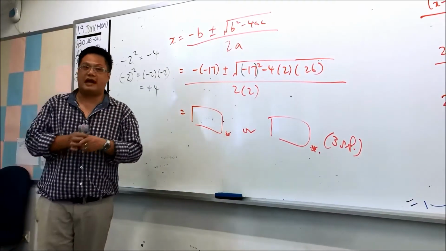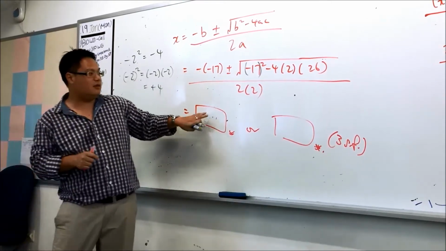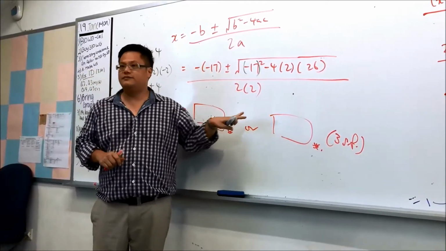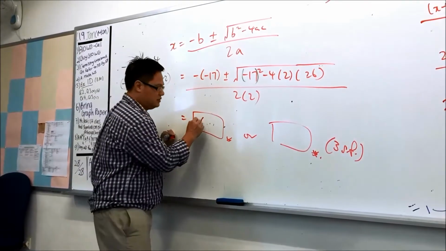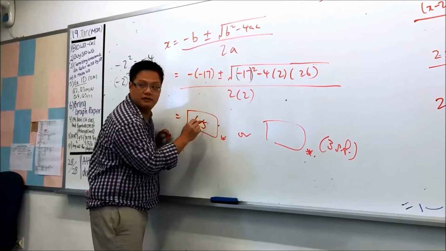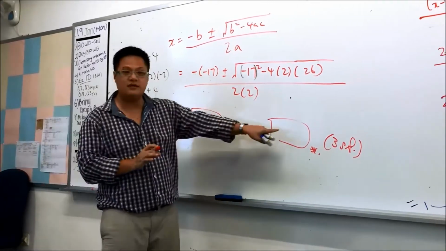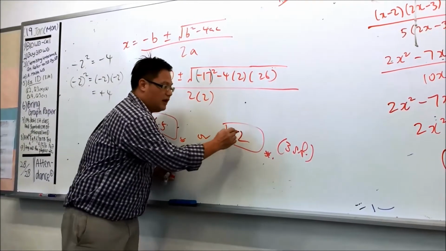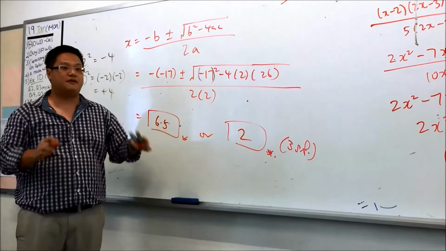Okay, the bracket form. I'll give you an example. Can you give me the two answers? Somebody? 3.5? 6.5? Exactly. And then this one? 2. Okay, in this case, this means this can be factorized.